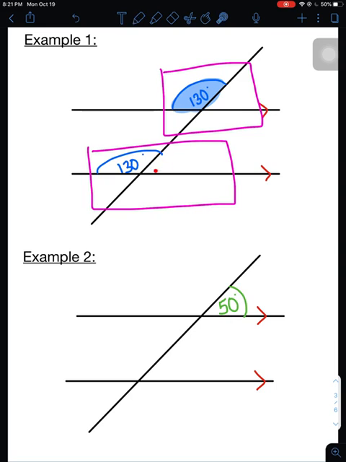That's it. I mean, if I was to ask you how much does this equal, then you know, supplementary angles, vertical angles. Pretty easy to find all the other ones.